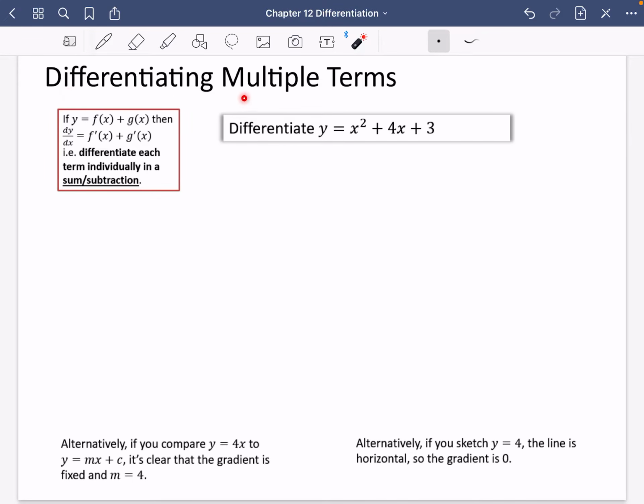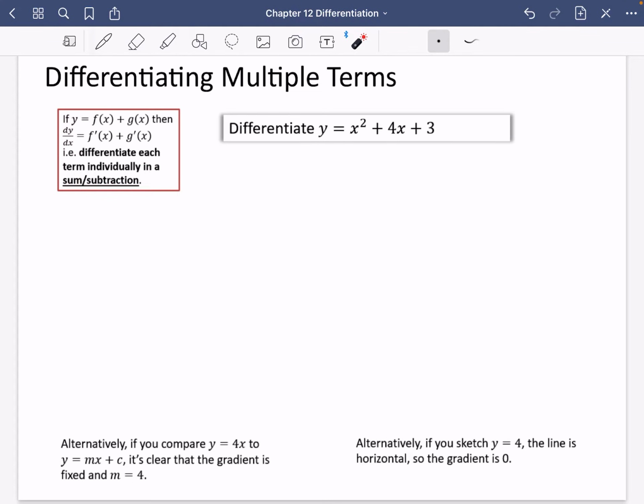Okay, next exercise is looking at differentiating multiple terms. So we're going to try and differentiate this expression that we've got here, and I've put inside this red box. If y is equal to two functions, or maybe three functions being added together, to find the gradient function, just differentiate each one separately and still have them added together, okay? So differentiate each term individually in a sum or a subtraction.